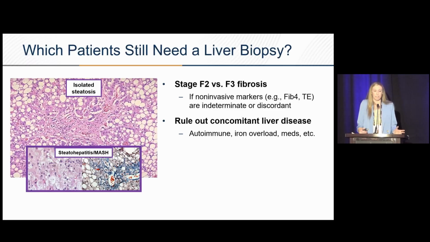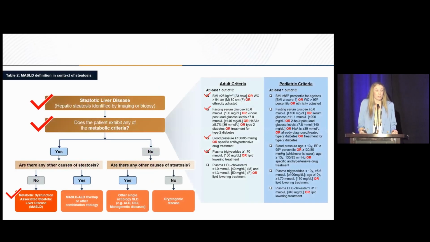So again, which patients still need a liver biopsy? If you have discordant results, we see this in patients. Like Jeremy said, the VCTE may say one thing and the ELF says another, and so getting a biopsy will definitively stage their fibrosis, or if you need to rule out any sort of concomitant liver disease. So going back to our patient, does she meet the criteria for MASLD? Yes, absolutely. She has hepatic steatosis on imaging, and she has 4 of the 5 metabolic risk factors.